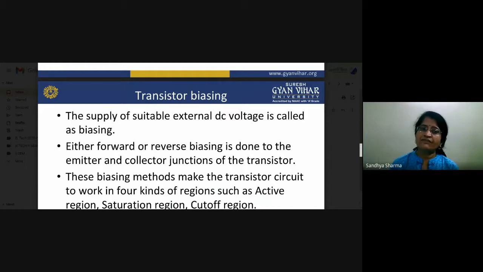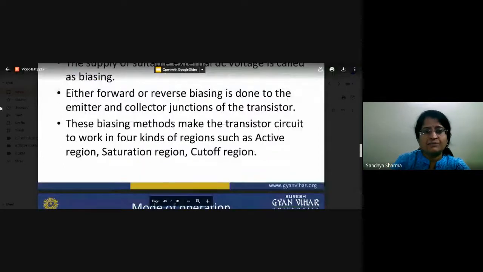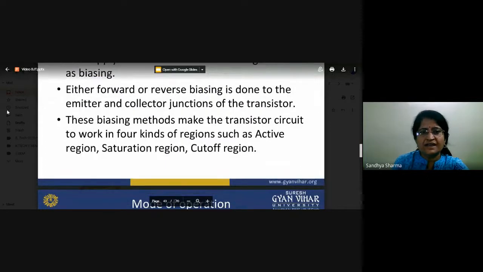Now what will happen? Forward and reverse biasing is done. So what is the basic criteria for a transistor to work as an amplifier? It will work in the active region, so you have to do the forward and reverse biasing. There are three modes, and we will choose the active region here.